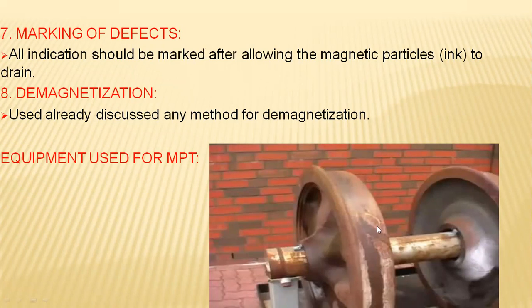Those will be marked, and then the post cleaning process makes the ink disappear. Either water jet machinery can be utilized, or high pressure water or nitrogen can be utilized for cleaning the applied laminate, and only after demagnetizing are the heat treatment processes performed on the material. And this is the equipment utilized in the magnetic particle testing process.